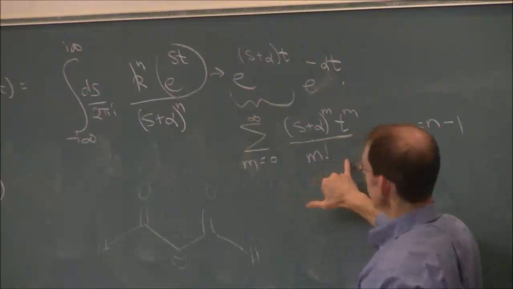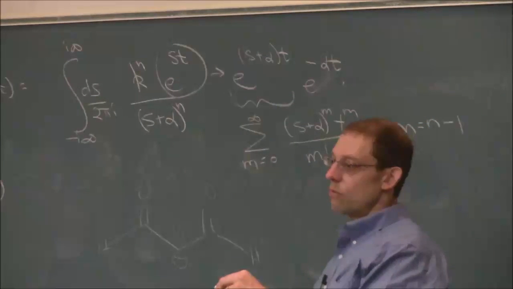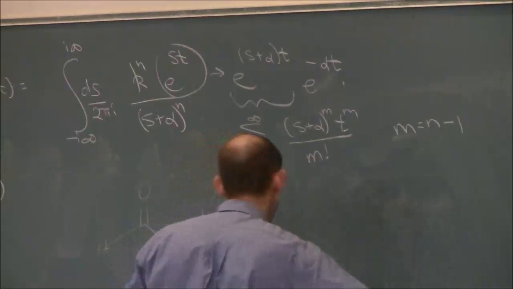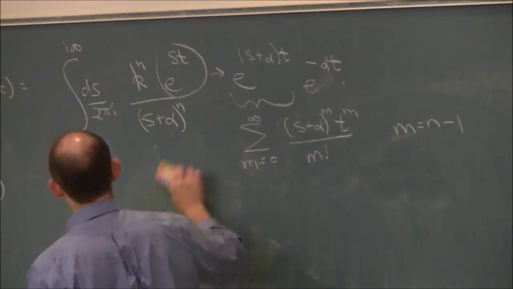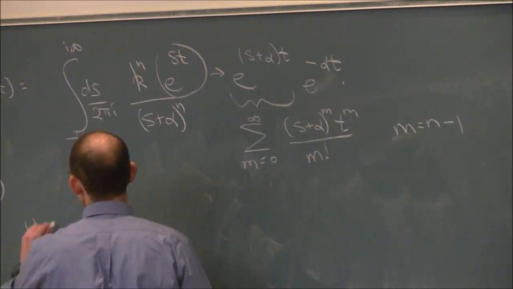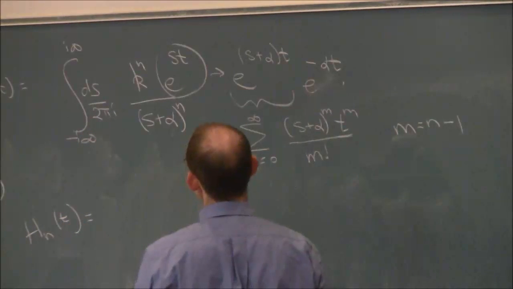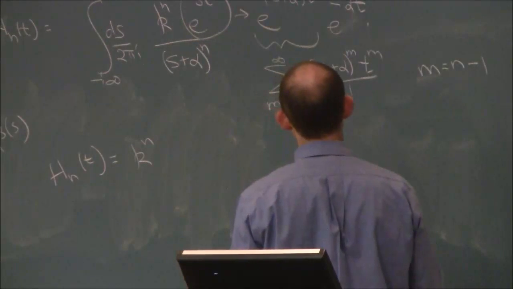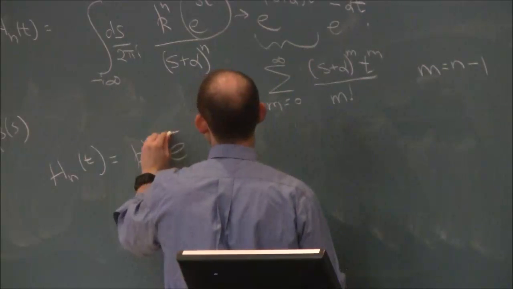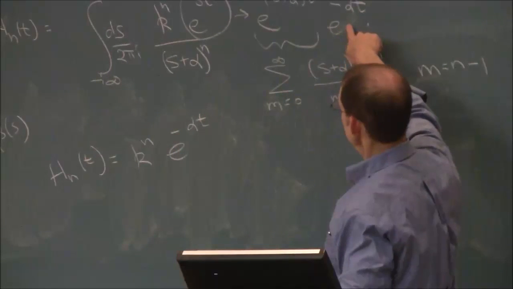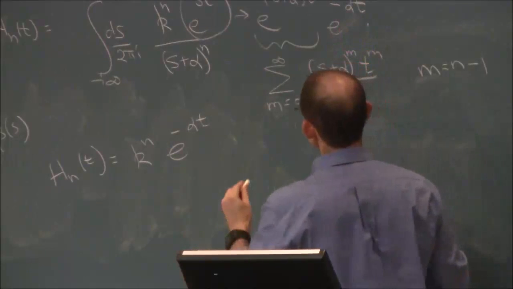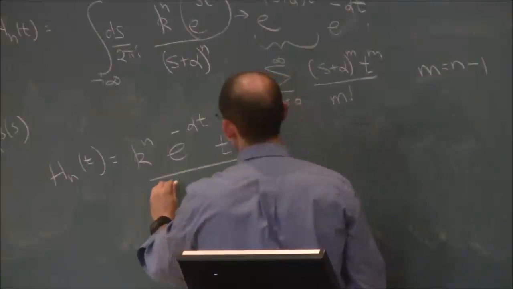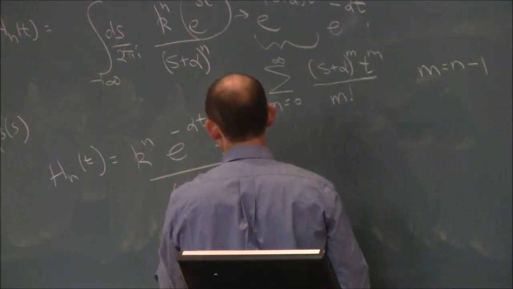So all the other terms in the power series are there, but when we do the contour integral, they all go away, except for this single term. And so the result is that Hn of t is equal to k to the n, and then e to the minus alpha t. So that's that e to the minus alpha t that we got. And then t to the n minus 1 divided by n minus 1 factorial.